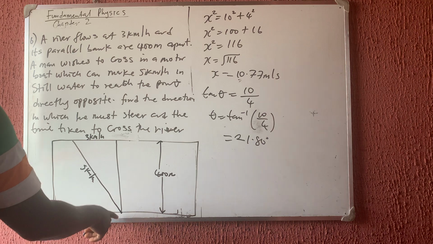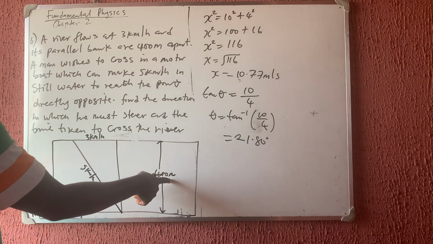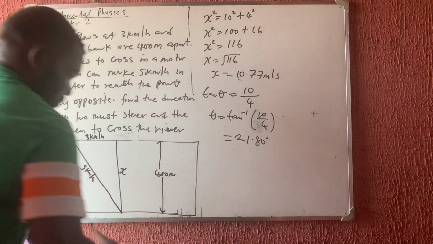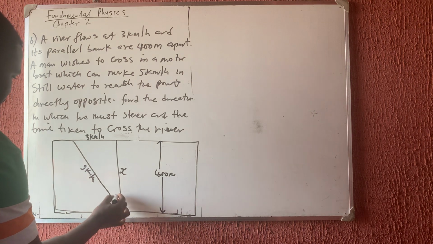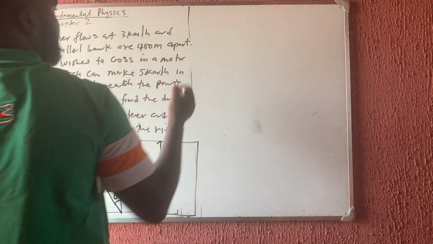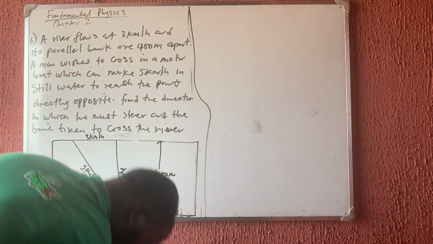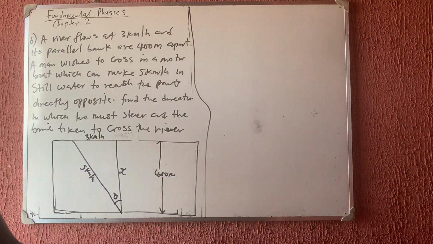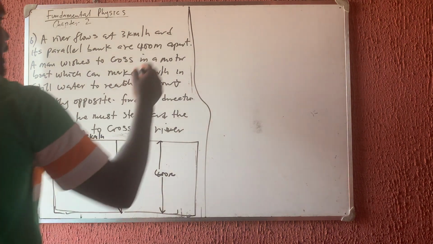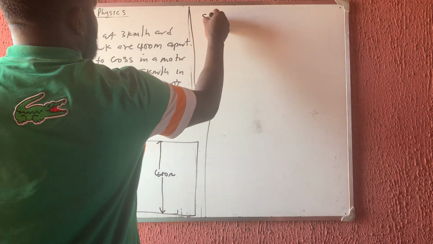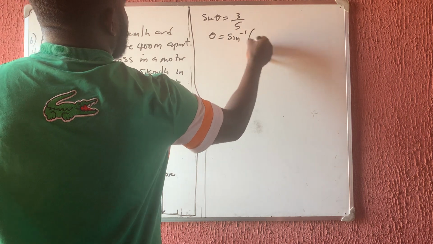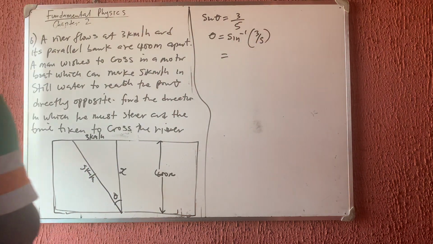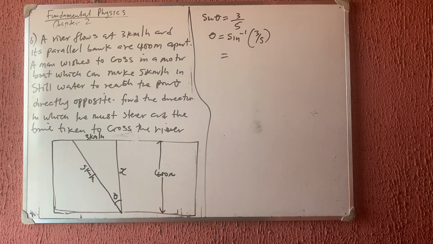So we need to find this displacement from here to here, so that it helps us get the time. So from here to here will now be x. Then this is the angle the man must make as he's moving. Okay, so to find this, first of all, the first thing they say we should calculate is the angle. For us to get the angle, this is opposite over hypotenuse. So sine theta is equal to opposite 3 over hypotenuse 5. So theta is equal to what? The sine inverse of 3 over 5. So what do we have? Sine inverse of 3 over 5.